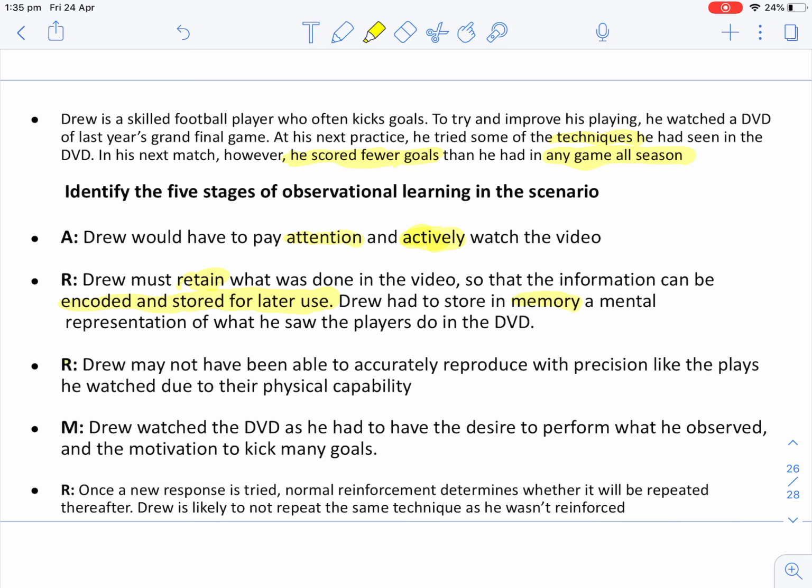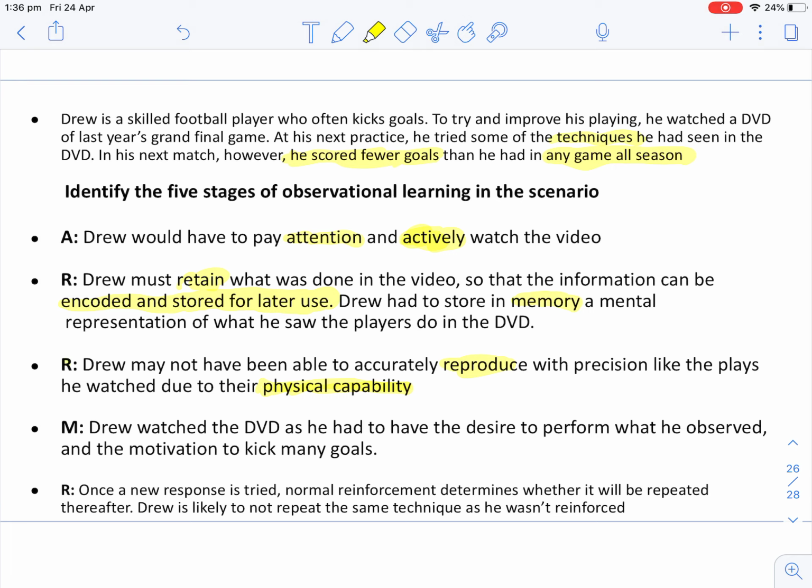Reproduction. So Drew may not have been able to accurately reproduce with the precision like the players he had watched. So maybe due to their physical capability, maybe they were taller than Drew, maybe they were shorter than him, or maybe they dropped the ball a different way and he was not able to reproduce it the exact same.